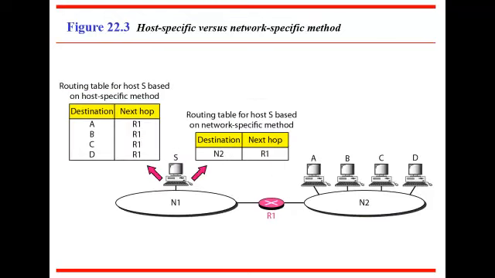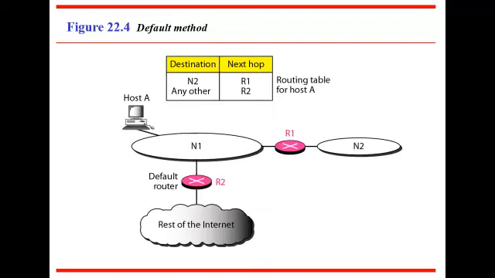Then one more method is host specific versus network specific. If you see N1 and N2, the other networks, N1 has only one host and N2 has four different hosts, and R1 is the main connecting router between these two networks. So if we see the routing table on host S, you can see destination and next hop. And if we see the routing table based on the network specific method, then N2 will be the network and the next hop will be R1. So the routing table size will be reduced.